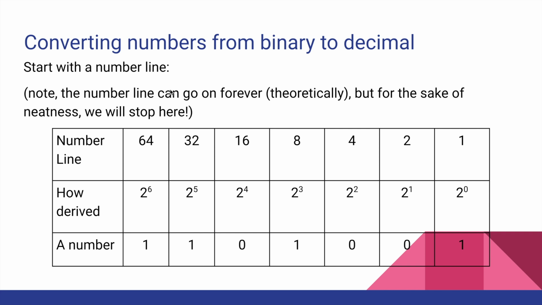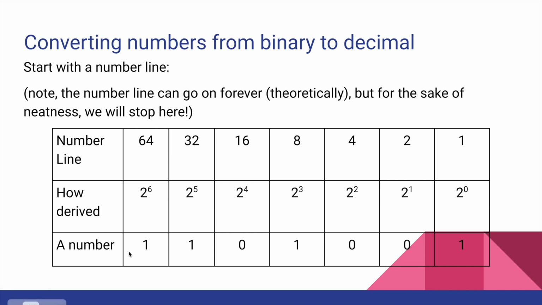So when we do our number line, we work out how it's derived. 2 to the 0th power equals 1. 2 to the 1st power equals 2. 2 squared is 4. 2 cubed is 8. 2 to the 4th is 16. And so on and so forth. And the number line can theoretically go on forever. What I've got on the third line here is just a random binary number. Literally ones and zeros, didn't put any thought into what the order was, just some numbers.